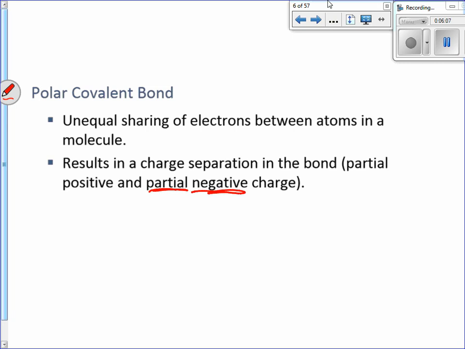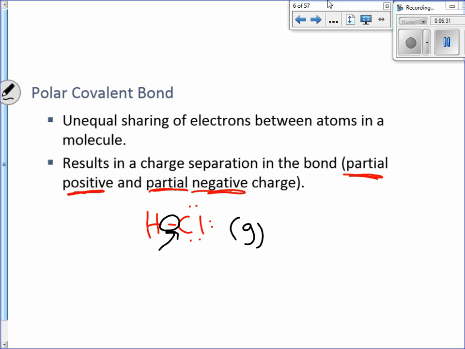Partial negative, partial positive. Okay? So if I have something like hydrogen chloride gas, and yes, they would be sharing here. This is in its gaseous form, so it's not an acid. If it was dissolved in water, we would call it hydrochloric acid. But in its gaseous phase, it's sharing this pair right here, okay?